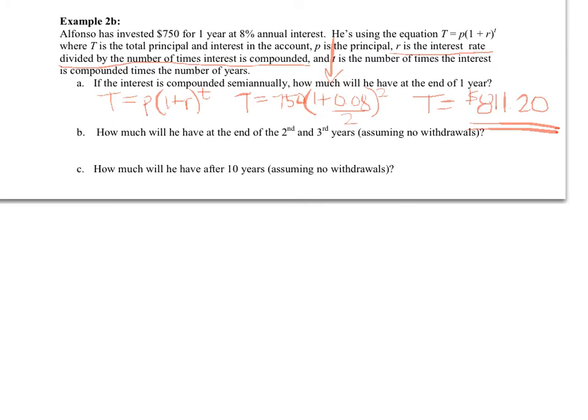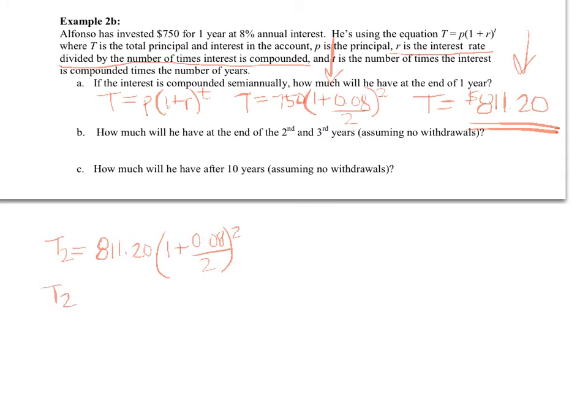Okay, part B. How much will he have at the end of the second and third years? So I'm going to work that out down here. So T sub 2 equals, because that's the second year. The first year we had 811.20. We just figured that out over here on the top right. So that is our new P. 811.20. 1 plus R, our interest rate is still 0.08. And it's still divided by 2 because it's compounded semi-annually, and it's still squared. So you figure that out.